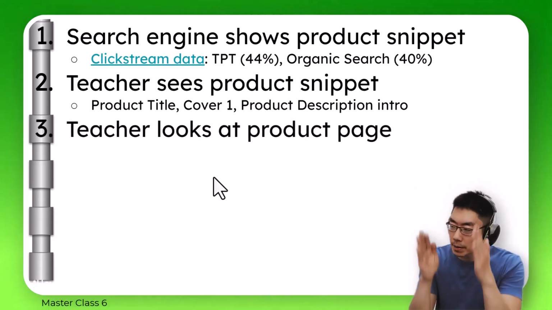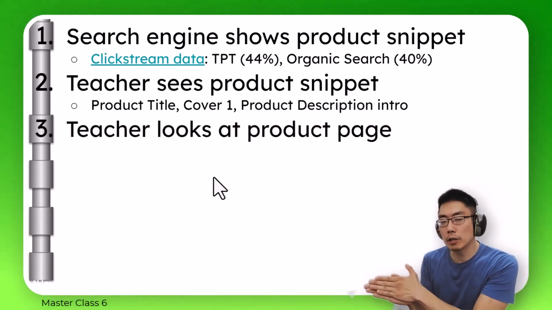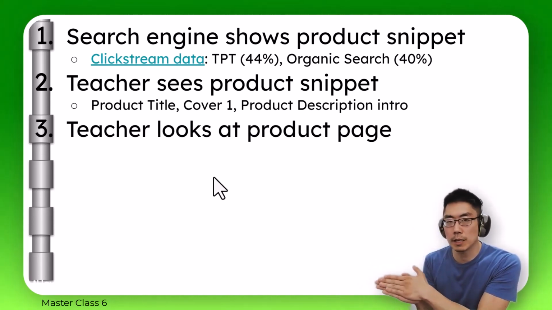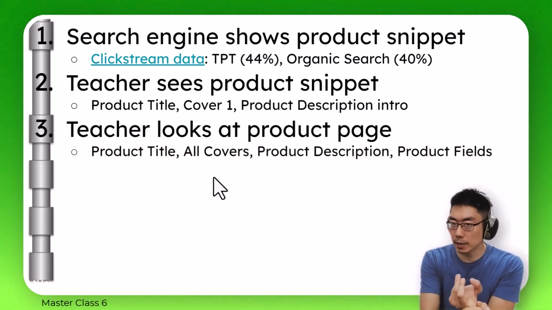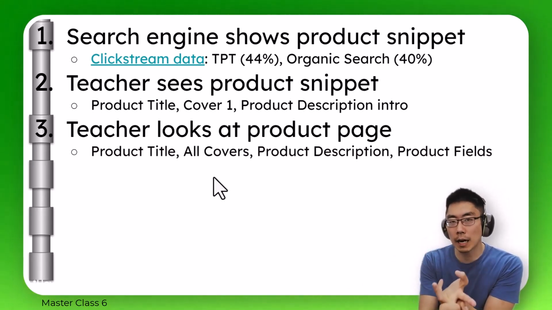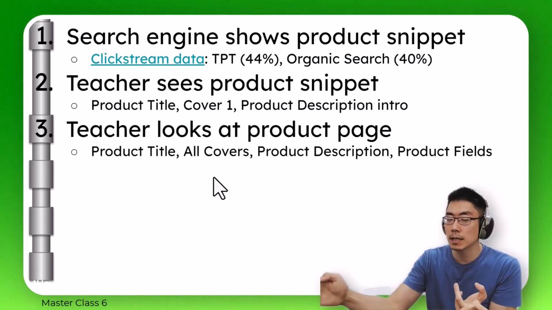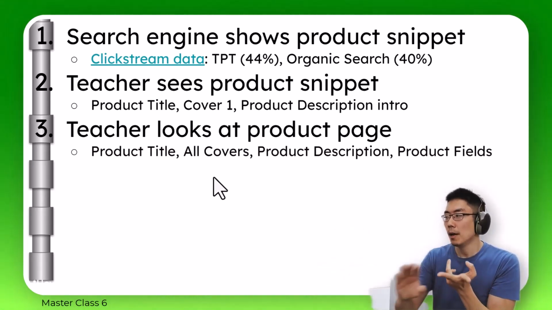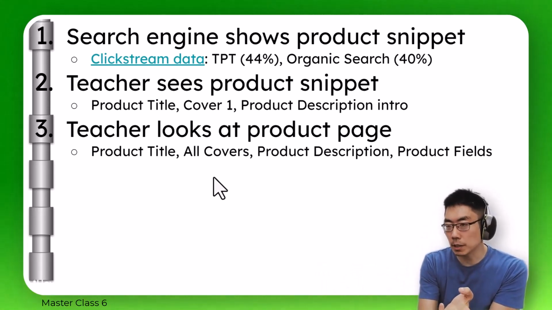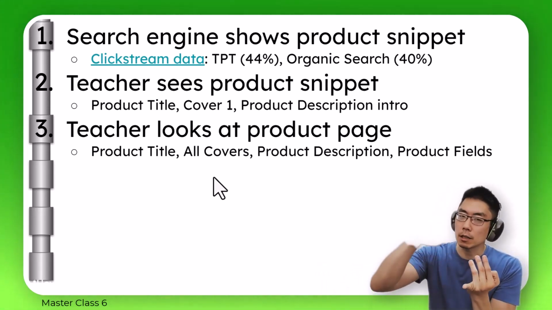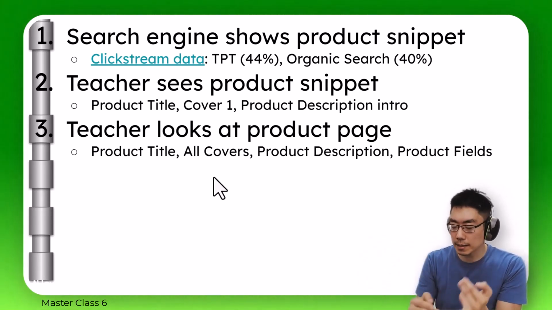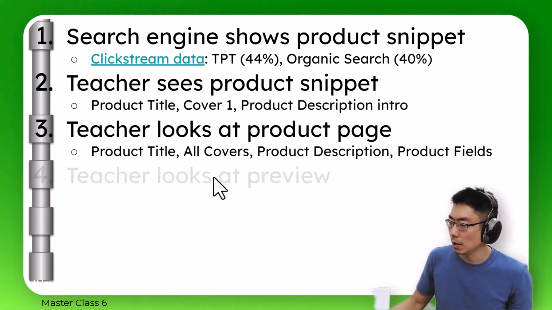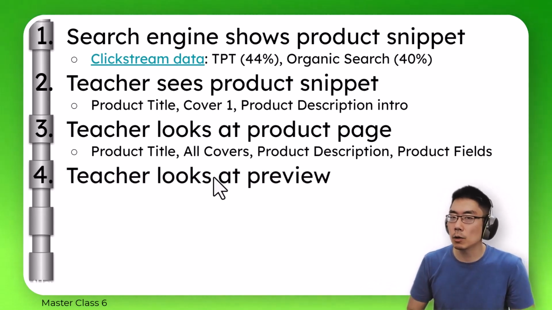The third step in this pipe is that once they click on your product snippet on the search page, on the TPT search result, they look at your product page, which means now they're looking at your product title, right? It matches. They look at your covers. They can now see all of the covers, and TPT has set it so the covers alternate. They read your product description. They look at your product fields like the grades, the product categories. So all this plays into creating perceived value. And based on that, they decide, you know what, I'm going to buy this.